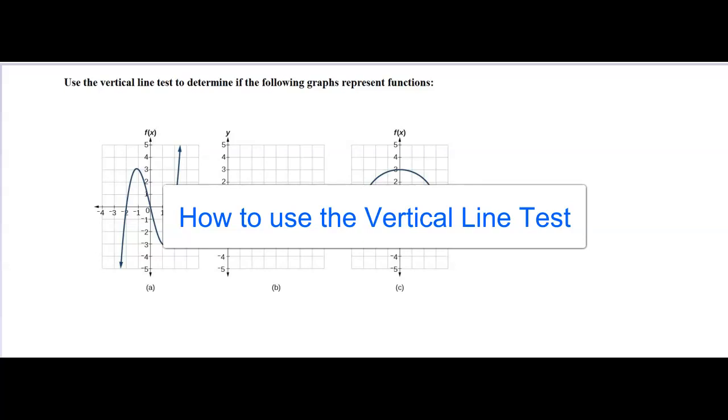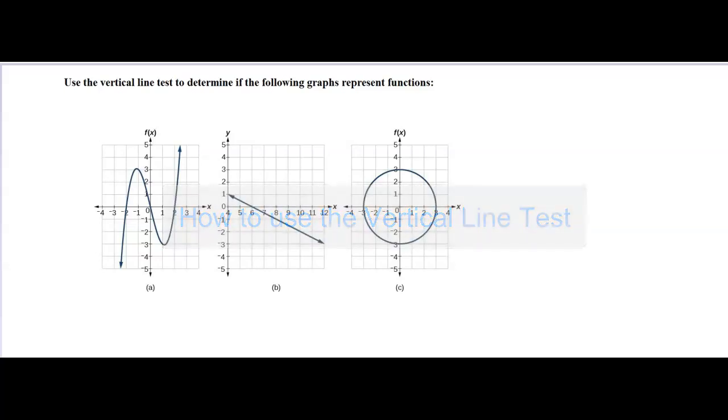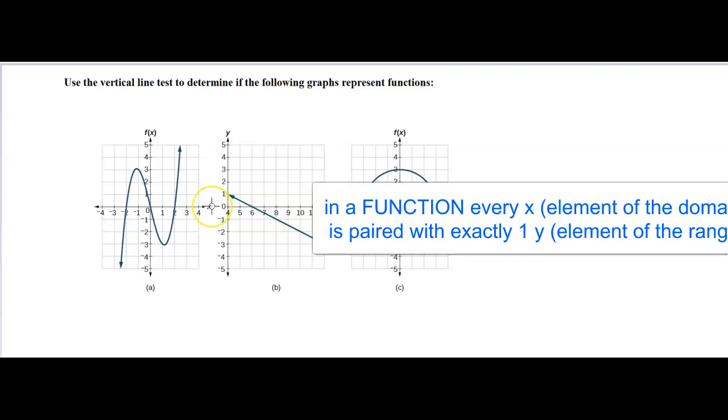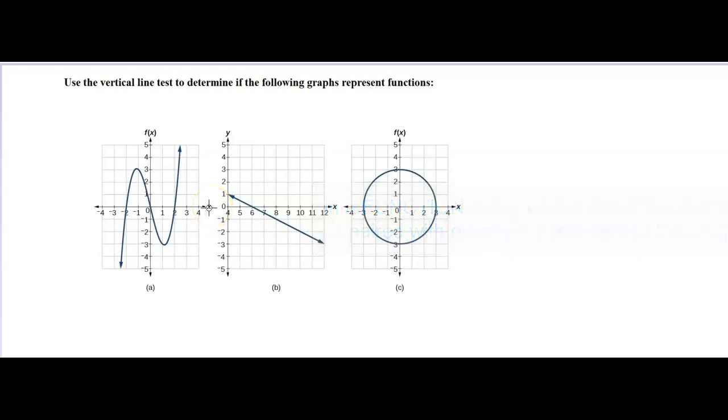How to use the vertical line test, or the VLT. So the vertical line test is a way to just determine whether the graph represents a function. So remember, for a function, every x or element from the domain has to be paired with only one element of the range, or every x must have only one y, or sometimes in function notation y is the same thing as f of x.